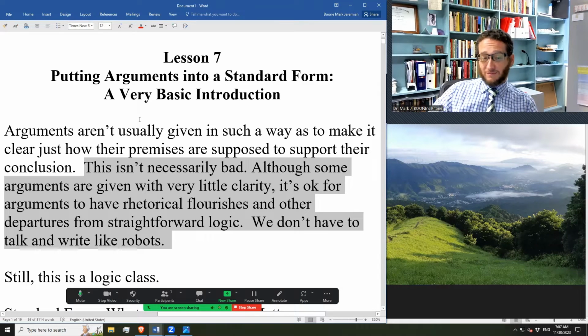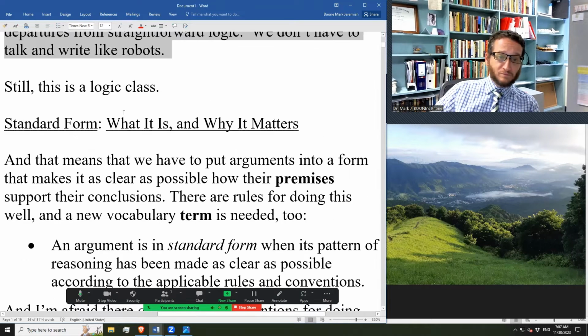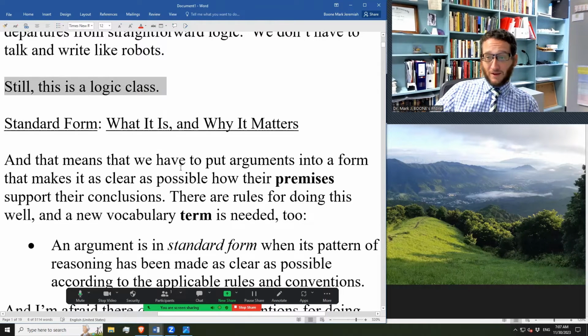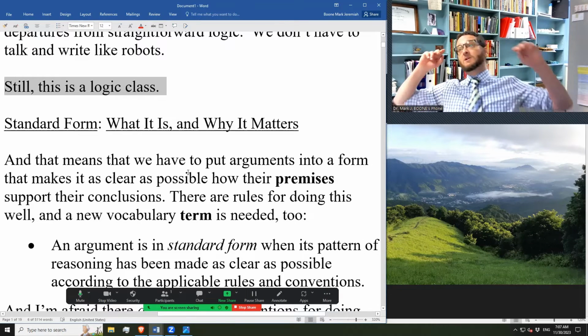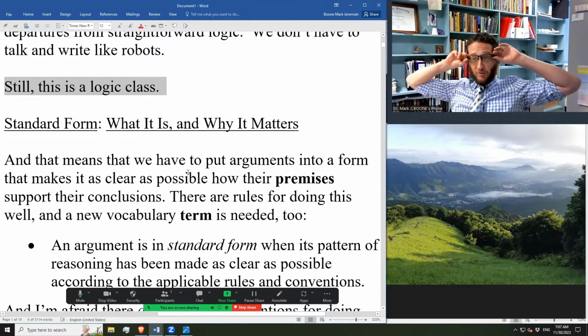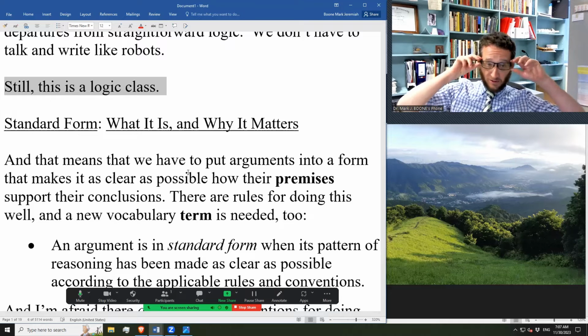But it's not necessarily bad if an argument is not given in such a way as to make it as clear as possible how the premises are supposed to support their conclusion. There's no reason we should write and talk like robots all the time. It's okay to have some rhetorical flourishes and other departures from straightforward logic in an argument. Still, when you're studying logic, we have to do better than that with respect to making it as clear as possible how the premises of an argument are supposed to support their conclusion.